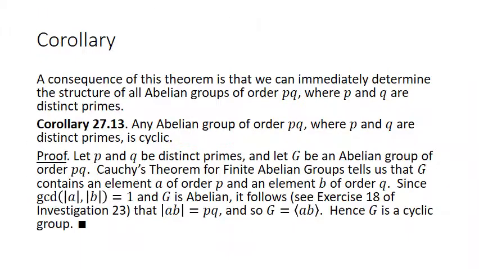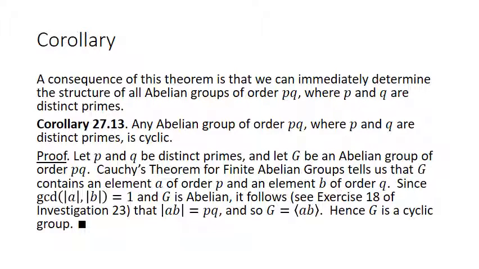Okay, so now let's talk about a corollary that we get right away from Cauchy's theorem. One consequence of the theorem is that we can immediately determine the structure of all abelian groups of order PQ, where P and Q are distinct primes. So corollary 27.13 says, any abelian group of order PQ, where P and Q are distinct primes, is cyclic. This is kind of surprising, but let's see why.